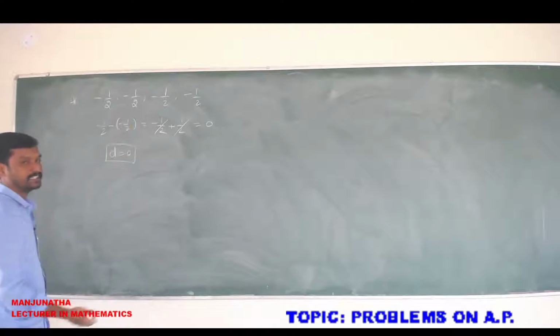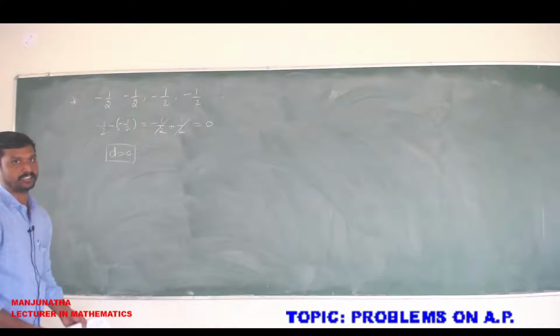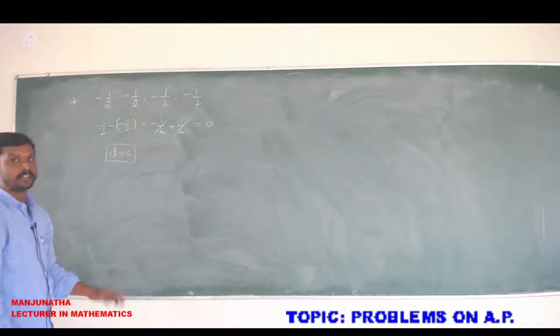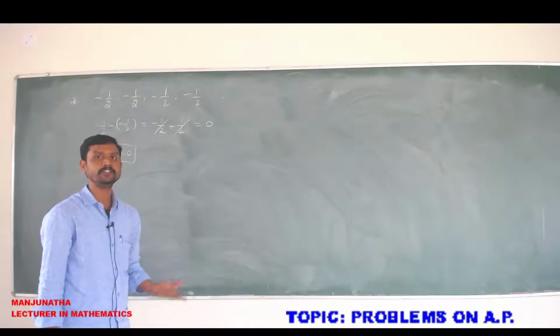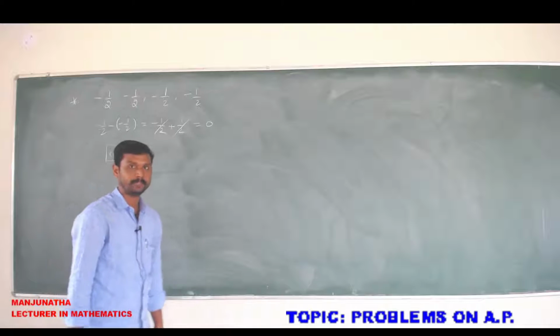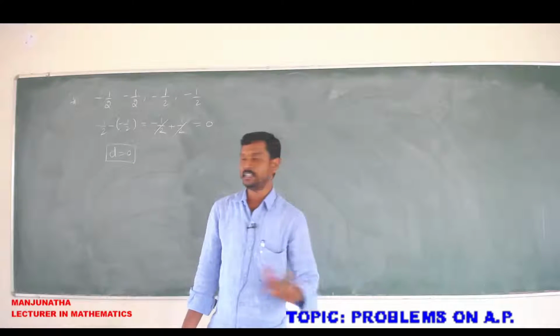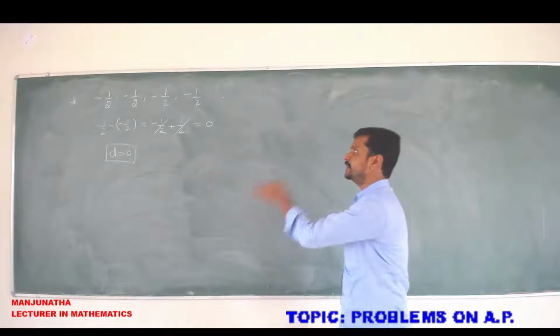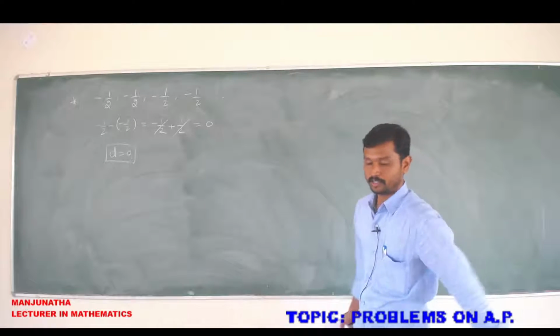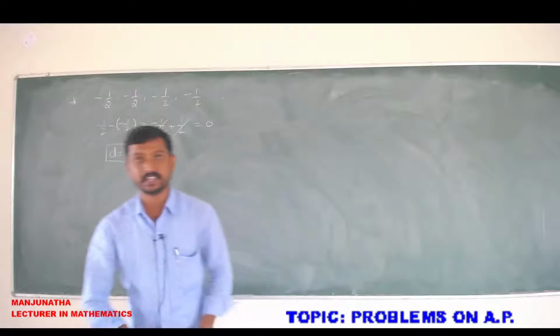So the next terms mean we keep adding 0. If you look, the first term is minus 1 by 2, the second term is minus 1 by 2, the third term is also minus 1 by 2, the fourth term is also minus 1 by 2. What will be the fifth term? That will also be minus 1 by 2. What about the sixth term? That is also minus 1 by 2, and the seventh term is also minus 1 by 2, and each and every term of this progression is minus 1 by 2.